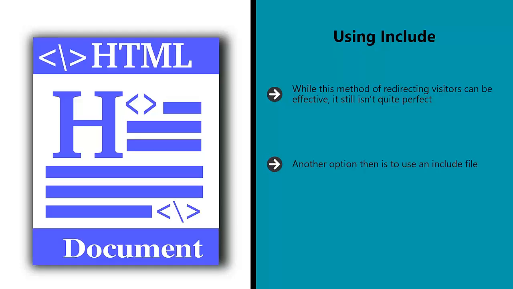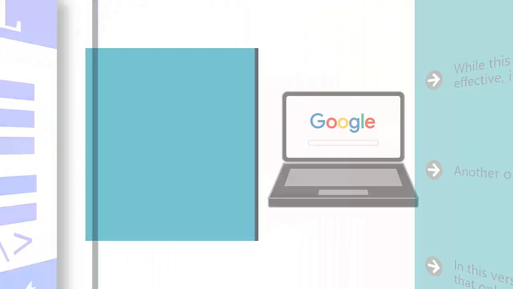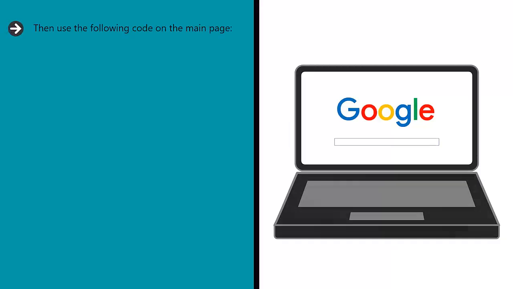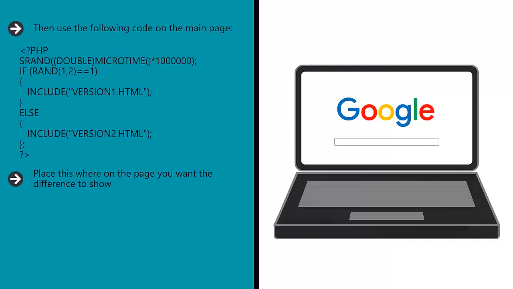Another option then is to use an include file. This basically means that the page will populate itself with content from another page, allowing a blank template to become your new version of the page. In this version, you will create two HTML pages that only contain the elements that are different. This works particularly well if you are changing something about the text, for instance. Save these as version 1.htm and version 2.html. Then use the following code on the main page. Place this where on your page you want the difference to show.